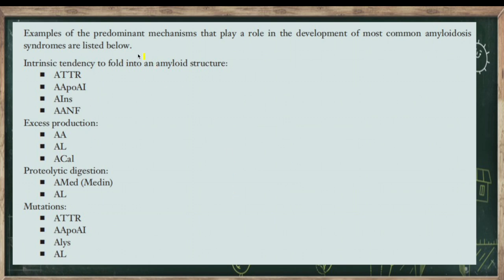Now these are the examples of predominant mechanisms that play a role in the development of the most common amyloidosis syndromes. The first one is intrinsic tendency to fold into an amyloid structure. It involves these amyloid proteins: ATTR, APOA1, A-insulin, AANF. Second is excess production, in which we have three: AA, AL and ACAL. Third is proteolytic digestion, in which you have A-medin and AL. And the fourth type is mutation, in which ATTR, APOA1, A-lysine and AL.